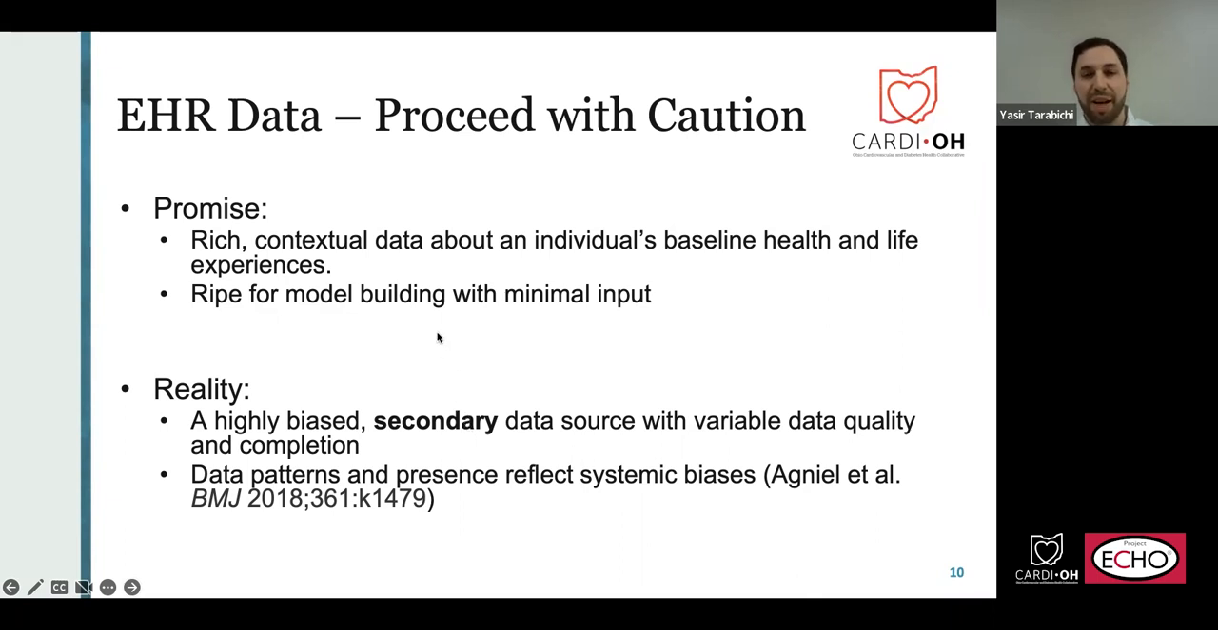The EHR, in effect, is a highly biased secondary data source with variable data quality and completion. And just to reflect a little bit on this, we know that data patterns and the presence of data reflect systemic bias. So that's a problem.